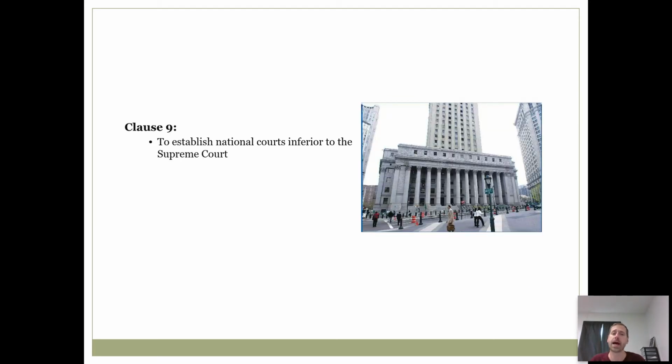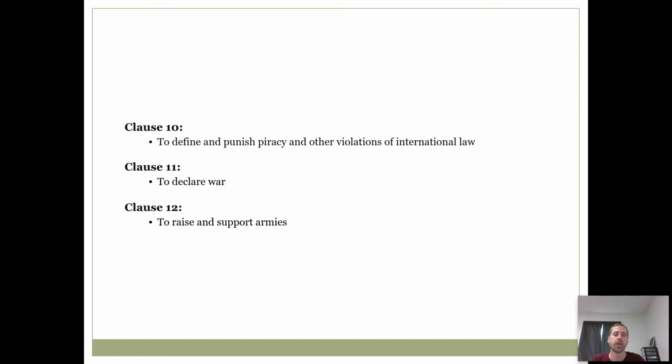Number 9, to establish courts. Now, Article 3 of the Constitution, which is the judicial branch, which we will get to in February or so, is really brief. Article 3 says the judicial power shall be vested in a Supreme Court and other inferior courts, as Congress may prescribe and enact. So number 9, Congress has the power to create courts other than the Supreme Court.